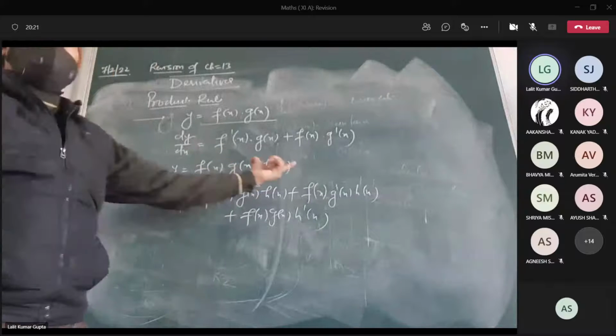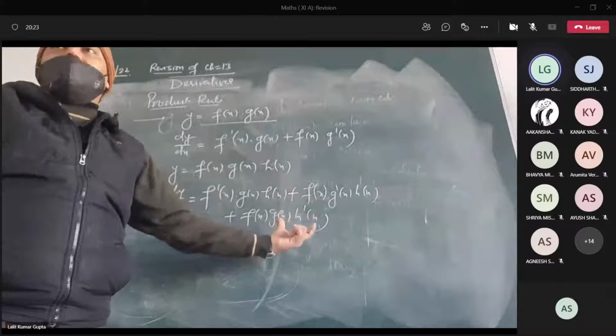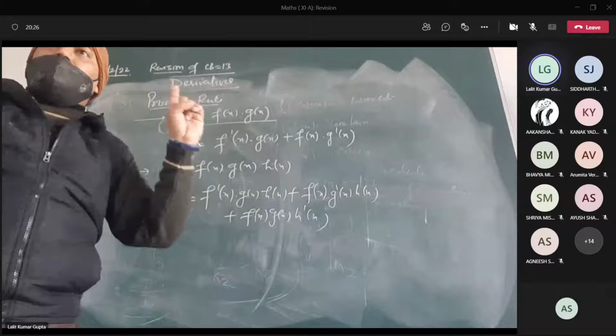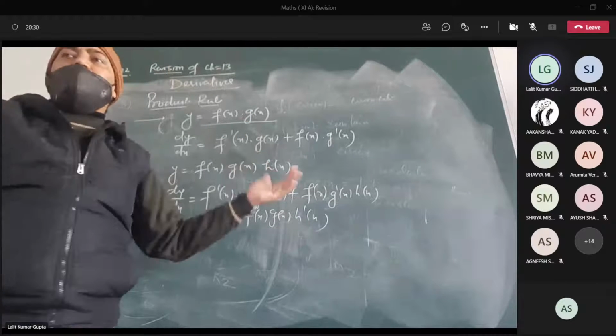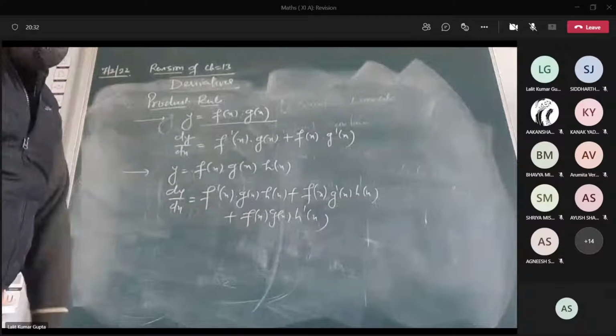If we have 4 functions in multiplication, the same logic you have to apply. At one time you have to differentiate 1 and the rest 3 as it is, if we have 4 terms in a multiplication. This is the product rule.